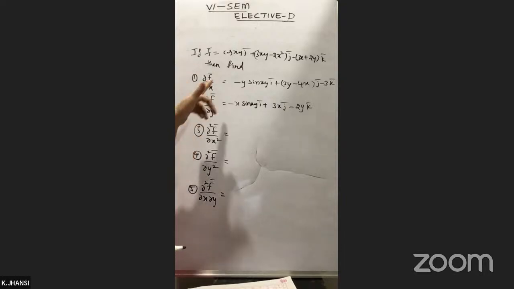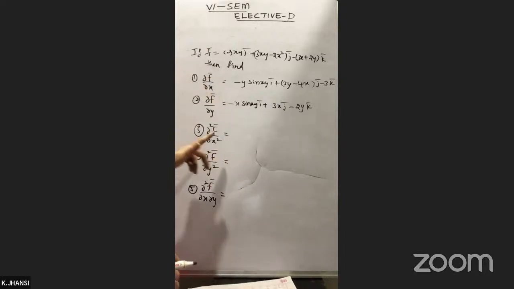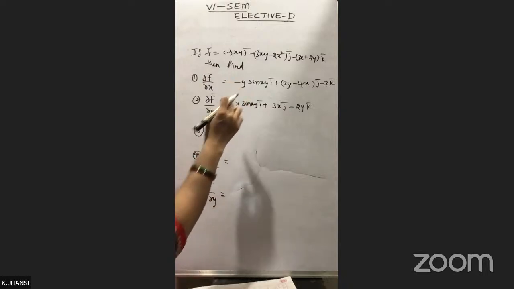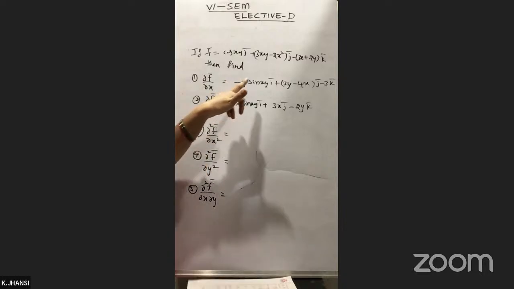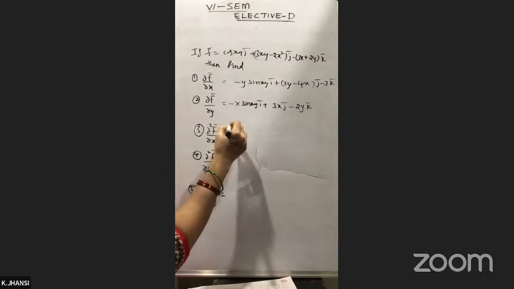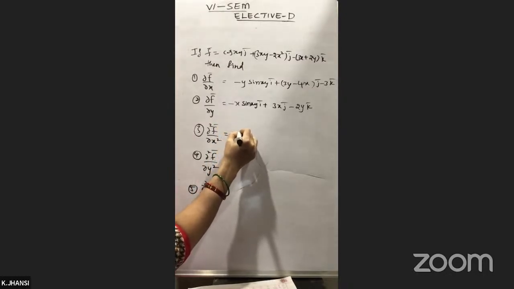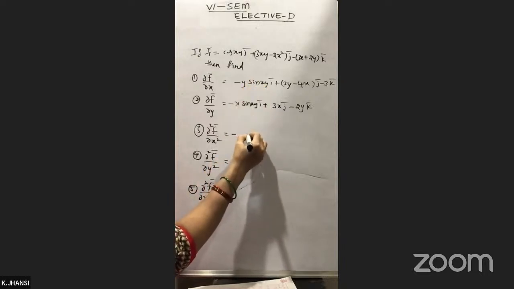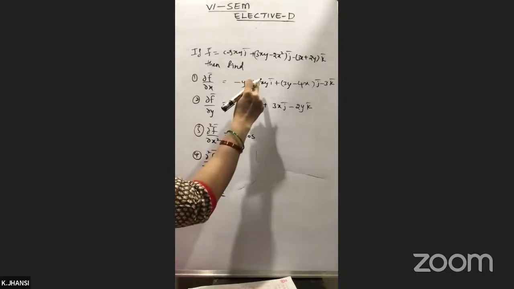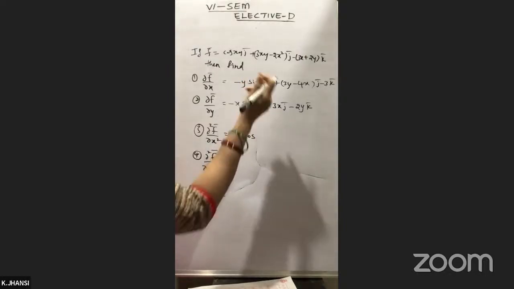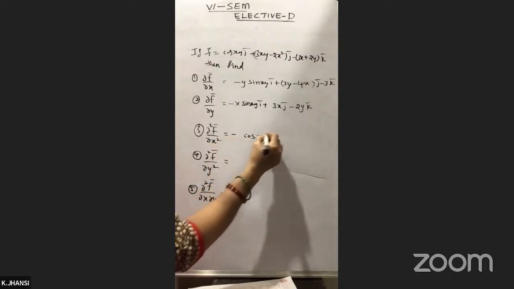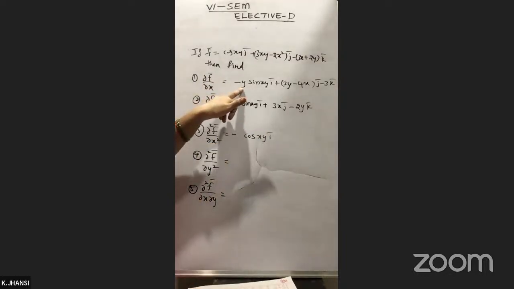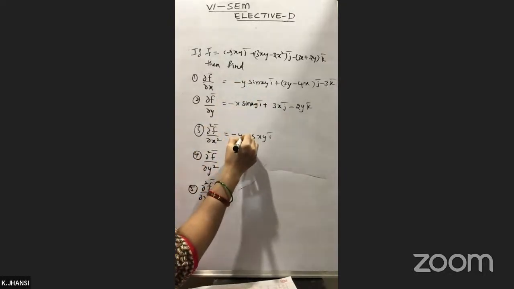Next, dou square means for this one, if you do one more differentiation it will become the second order. So with respect to x square, minus y will be like that only. Sin will become cos xy i. Here one y is there, again one more y you will get, so it will be minus y square.